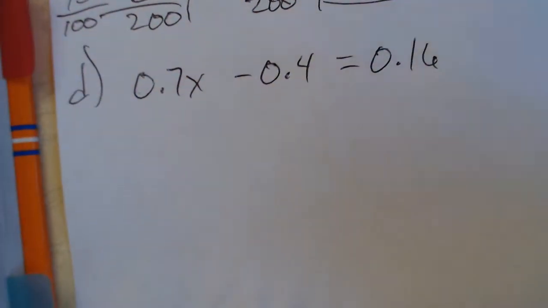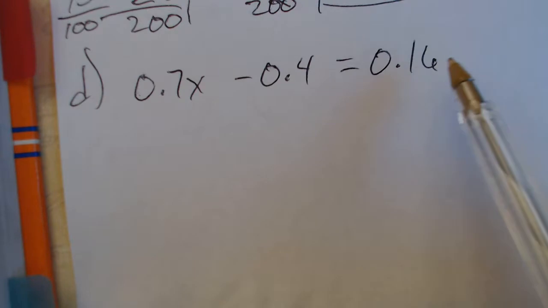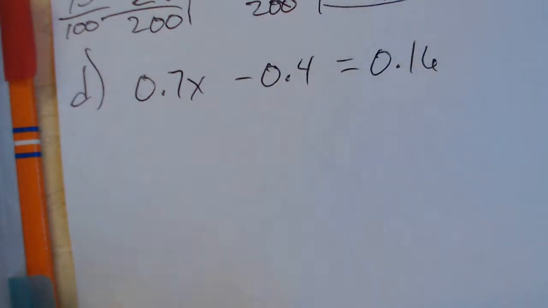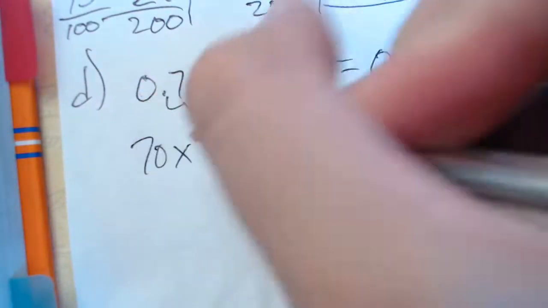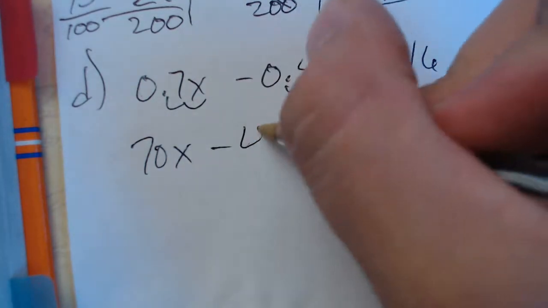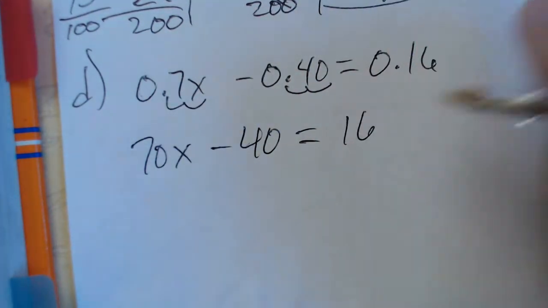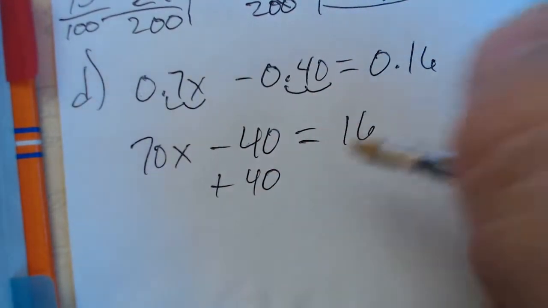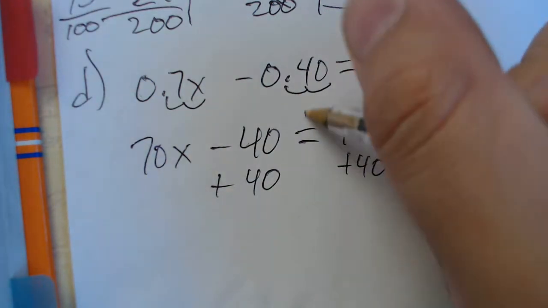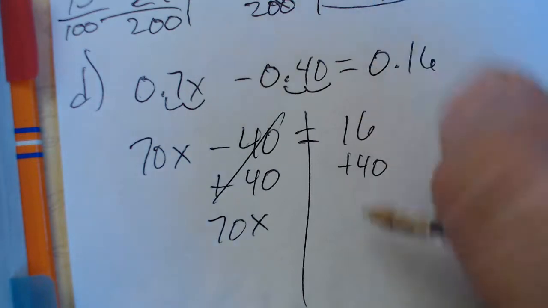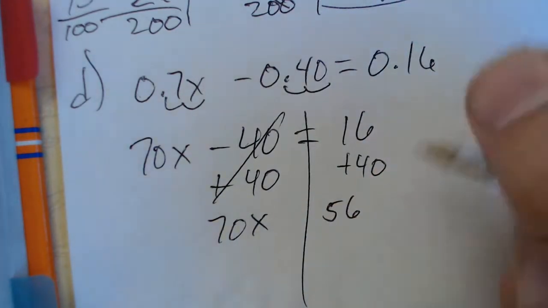Now, D. Same thing. We got decimals, but here our highest decimal place is 2 places. So I'm going to multiply every number by 100 this time. So 0.7 times 100 gives me 70. So I'm going to have 70 times x minus 40 equals 16. And then we go ahead and use our same rules. Start with the subtraction. We add 40 to each side. And we get 70x on this side, and then 16 and 40 gives us 56.